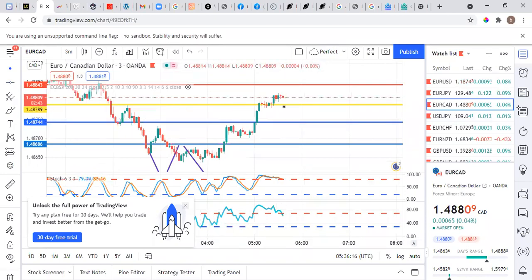Seven, 8, 9 is also a good buy area for CAD. But it's not yet there, but it's coming down now. Just hope it gets to our area. Okay, so it's coming down. Euro CAD, you can take Euro CAD for a 3-minute buy at 789, but it's not yet 9. It's not yet there.